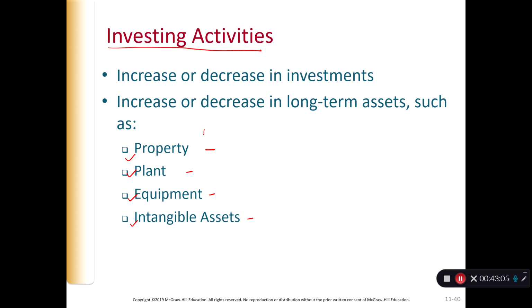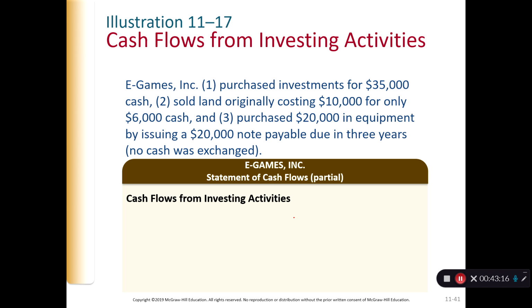If you decrease these items, you add cash flow, right? Because you bought it. So let's take this example. eGames purchased an investment for $35,000 cash, sold land originally costing $10,000 for only $6,000, and purchased $20,000 of equipment by issuing $20,000 of notes payable.